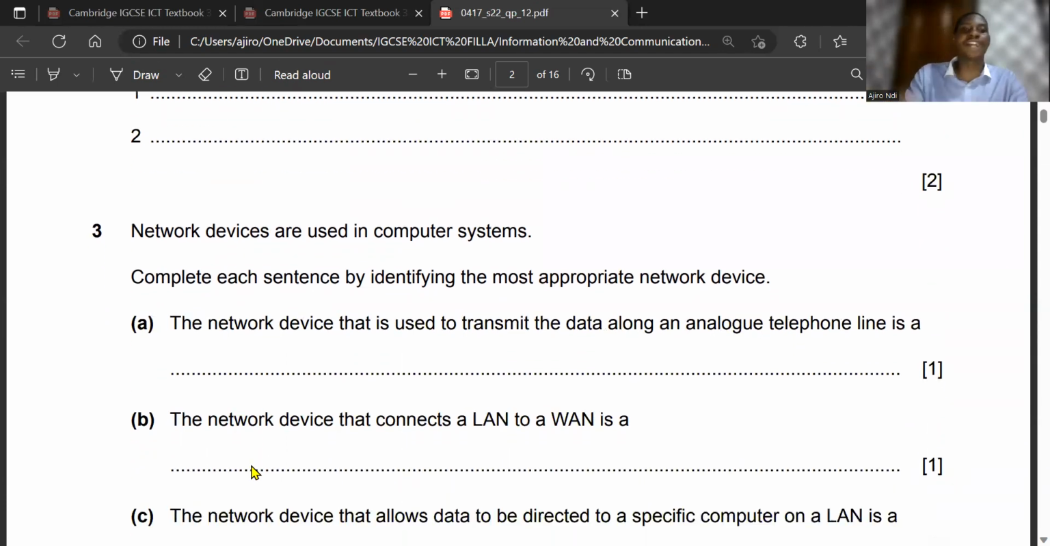Question 3, network devices are used in computer systems. Now we have network devices. That is chapter 4, okay? Complete each sentence by identifying the most appropriate network devices. What are those network devices? Your hub, your switch, your router, your bridges, your network interface card.